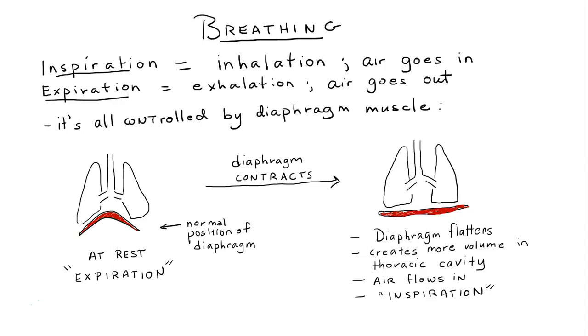So the diaphragm flattens, that creates more volume in the thoracic cavity. Air flows in from the outside, and that's called inspiration. So why does that happen? Okay, so basically what you have to realize is that air is going to flow down its pressure gradient. Okay, gases in the air are going to flow down their pressure gradients. Okay, so they're going to go from an area of high pressure to an area of low pressure.